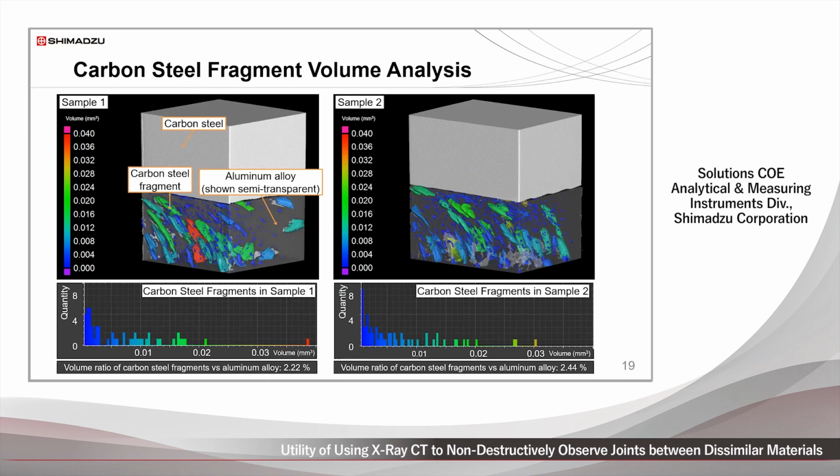The volume analysis results can be shown not only in cross-sectional and 3D images, but also as a histogram. The histogram indicates the void volume on the horizontal axis and the number of voids on the vertical axis. The volume ratio of carbon steel fragments versus aluminum alloy was also calculated. For the two samples in this example, the results did not indicate any major differences in the volume ratio with respect to the aluminum alloy or in the distribution of volumes.